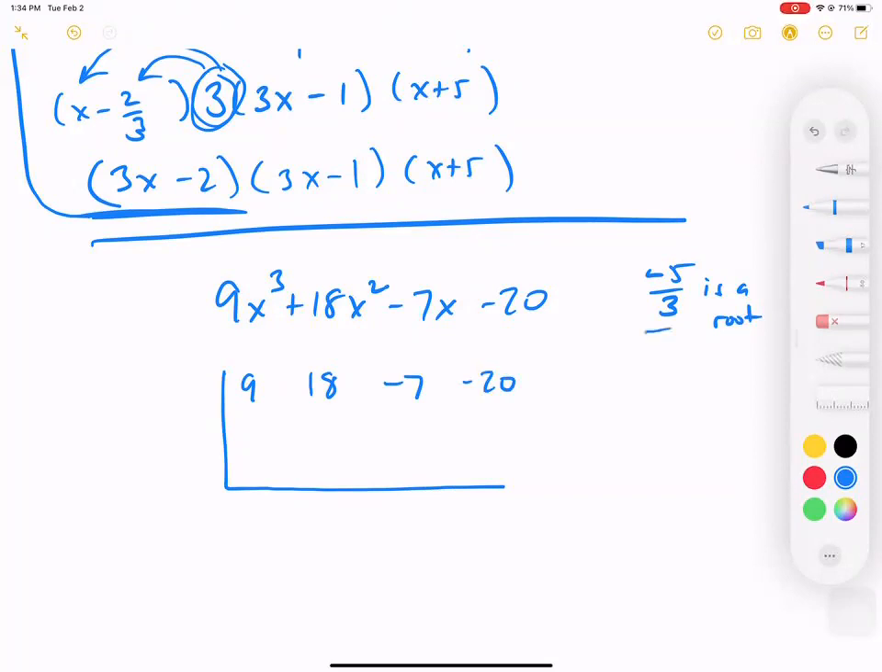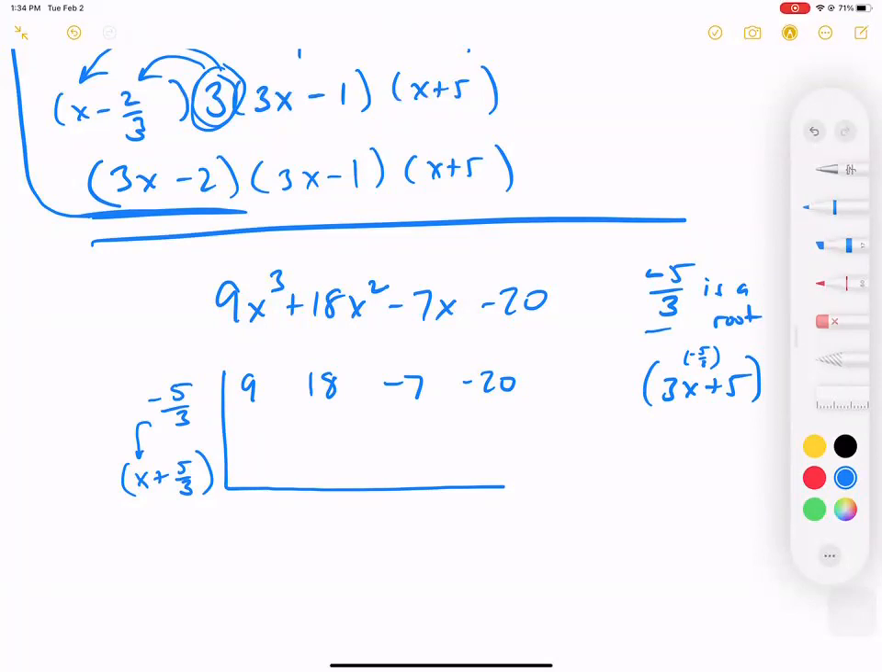My root is negative 5 over 3. What is the factor? Please write this: x plus 5 over 3, because that's my 0. To rewrite this, the actual factor is going to be 3x plus 5. Okay? Because if I write negative 5 over 3, that's going to be my 0. But synthetic division doesn't know this. You have to know this.